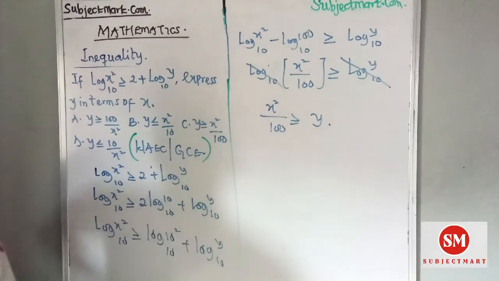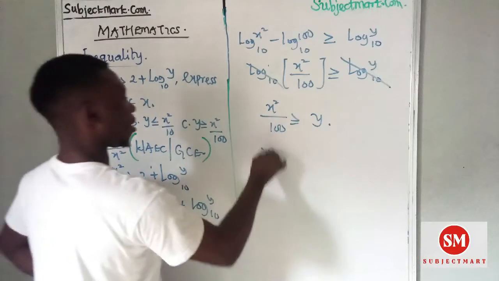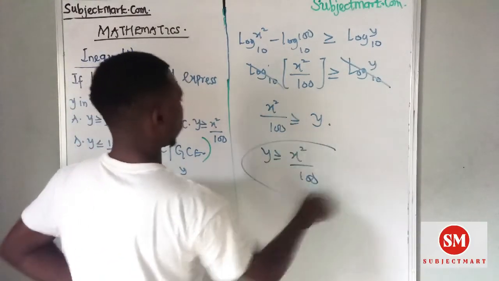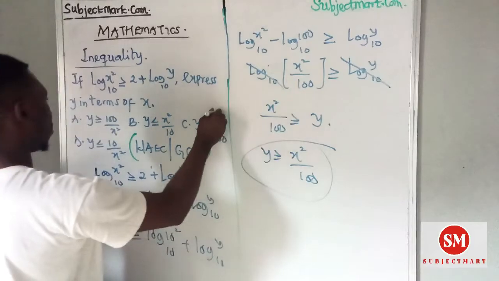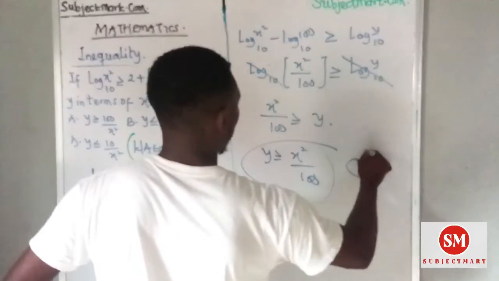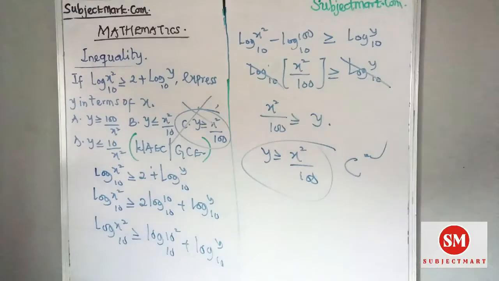So with this development, where is our answer? So we have that y is equal to x raised to power 2 over 100. So the answer to this question is option C. So it's very easy. You just need to understand the laws of logarithm.